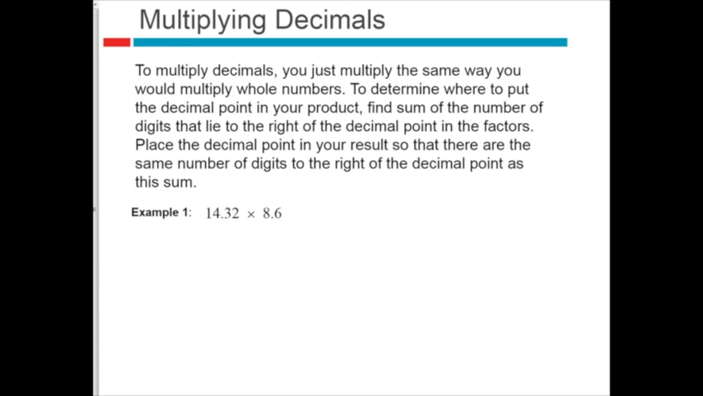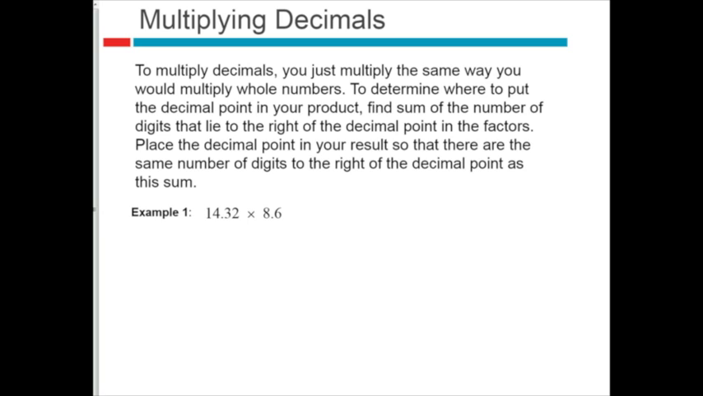To multiply decimals, you just multiply the same way you would multiply whole numbers. To determine where to put the decimal point in your product, or your result, find the sum of the number of digits that lie to the right of the decimal point in the factors. Place the decimal point in your result so that there are the same number of digits to the right of the decimal point as this sum.